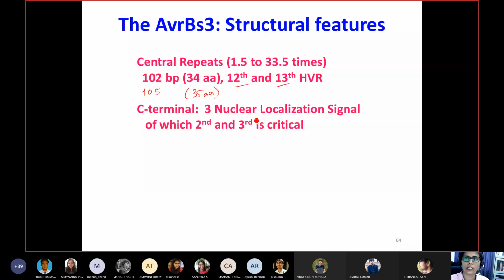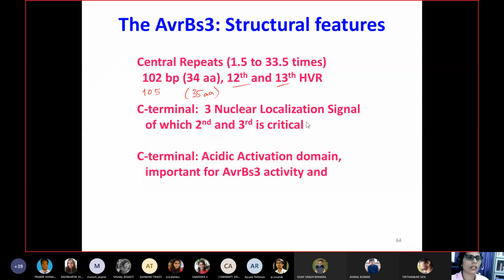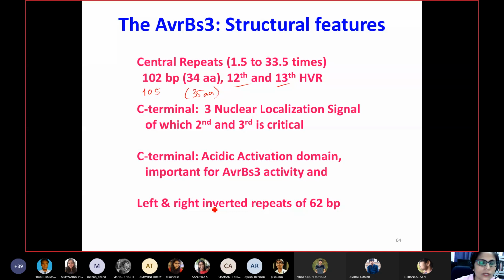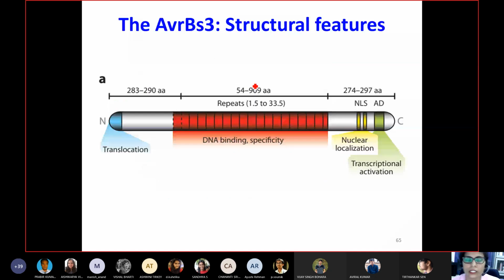And what you have in the C terminal is the acidic activation domain. It is also important for AVR-BS3 activity. And the left and right inverted repeats are important for the transfer of the gene. Now, it was found that the N-terminal has the translocation signal. We have seen that it enters from the N-terminal signal, which directly allows entry into the cell wall. So that is not much to study in this case.